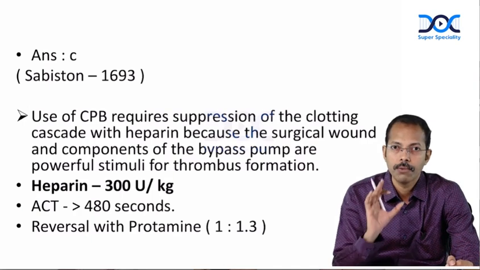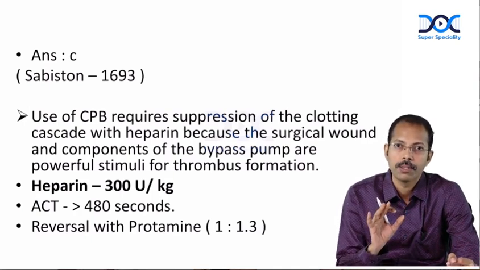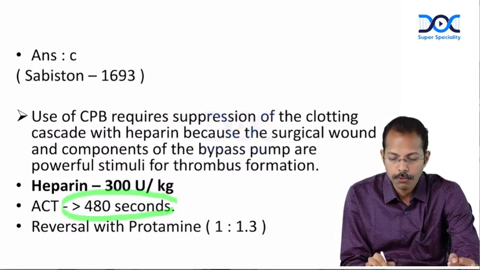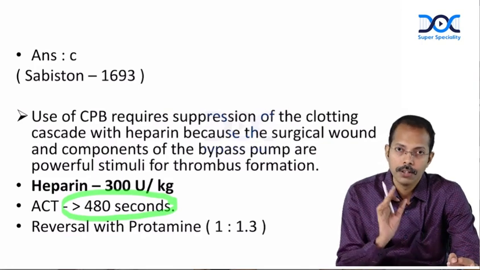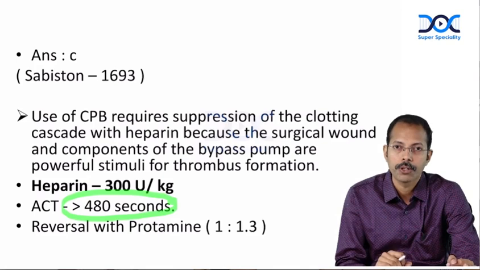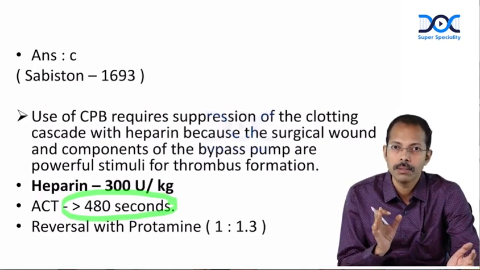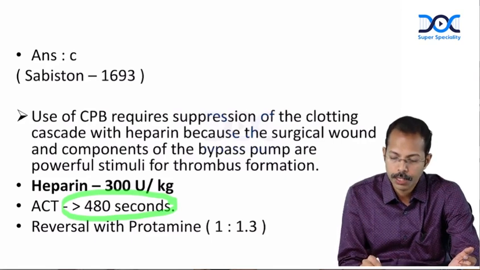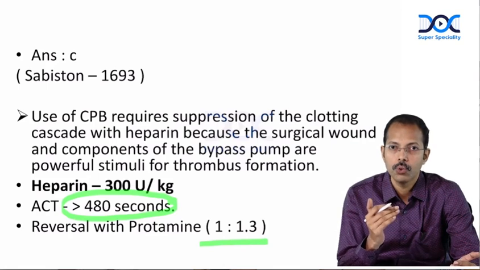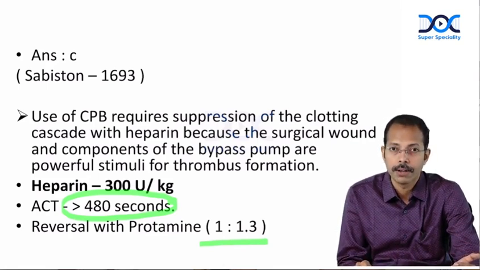That is very important. We have to achieve an ACT. After giving heparin, we have to wait for 3 minutes and check the ACT. Once it crosses the 480 seconds mark, we can start the heart lung machine. So achieving an ACT of more than 480 seconds is very, very important. After completion of the whole procedure, we need to reverse the heparin with protamine. At what ratio? This is very important. We have to reverse heparin with protamine in the ratio of 1:1.3 to achieve good hemostasis after the procedure.